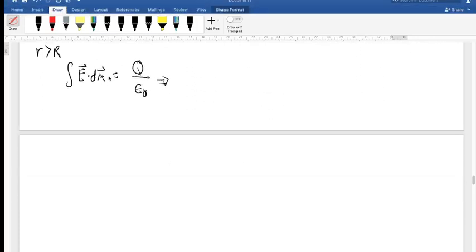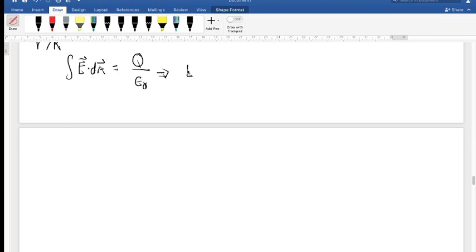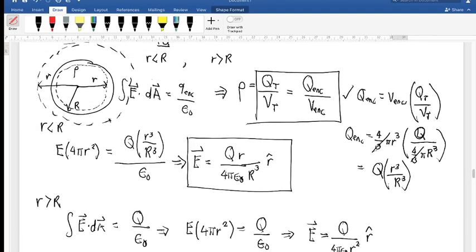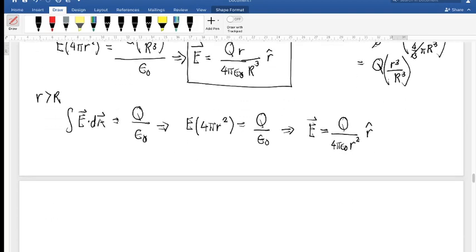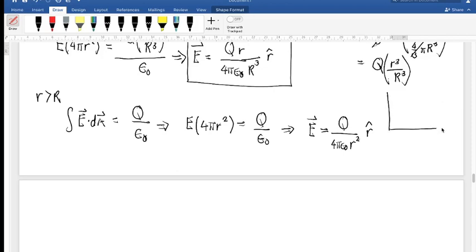Again, E is constant all over this Gaussian surface, and dA gives 4 pi r squared, the surface area of the Gaussian surface. So E times 4 pi r squared equals Q over epsilon sub naught. Therefore, the electric field outside the insulating sphere is Q over 4 pi epsilon sub naught r squared, in the direction of r hat, meaning radially outward, since the insulating sphere is positive. Now, if we look at the relationship between the electric field and distance, with electric field as our magnitude and r as our distance, what will happen inside?